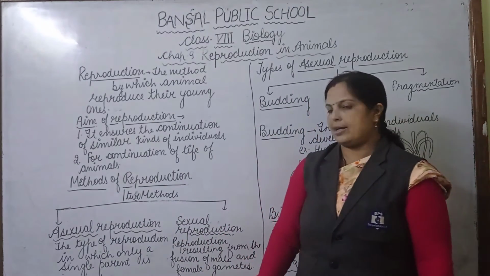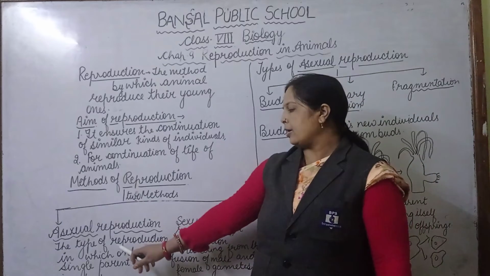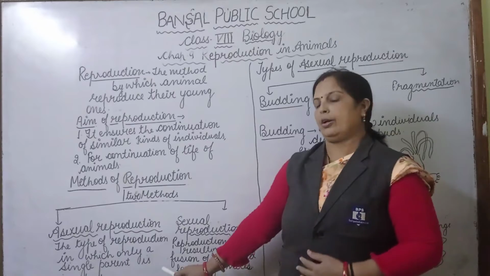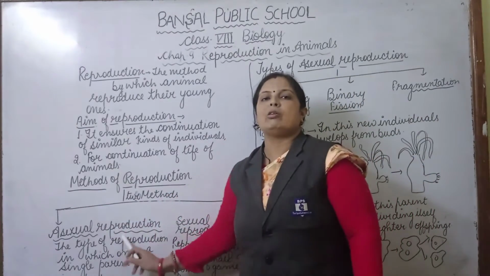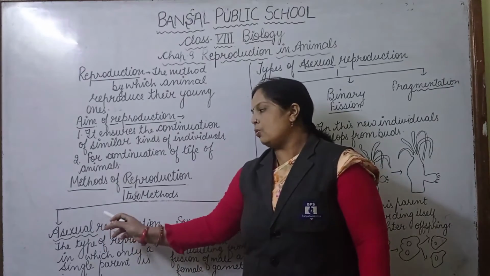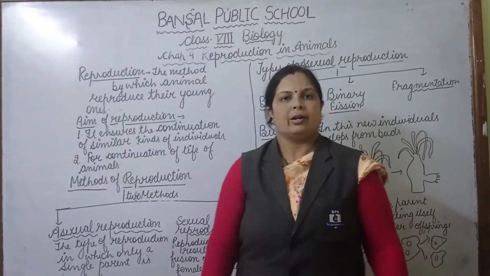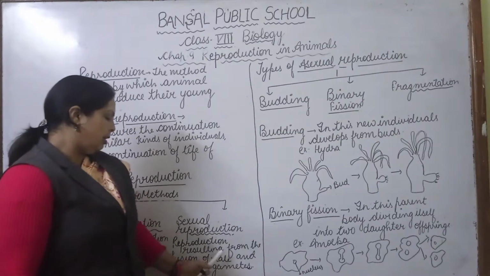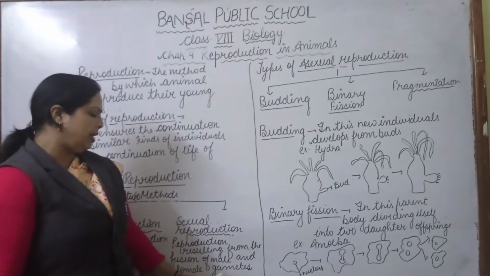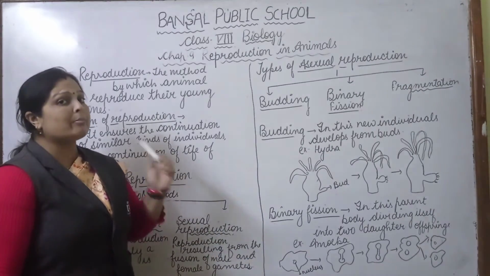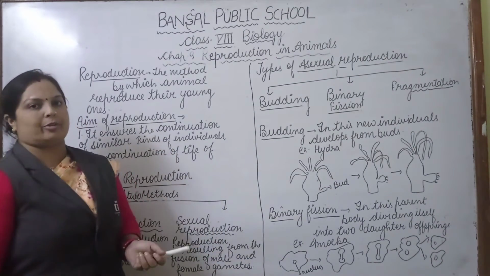Asexual reproduction is the type of reproduction in which only a single parent is involved. That is its main point: only a single parent is involved. This is the method of reproduction known as asexual reproduction. Clear? Sexual reproduction is reproduction resulting from the fusion of male and female gametes. This is known as sexual reproduction.